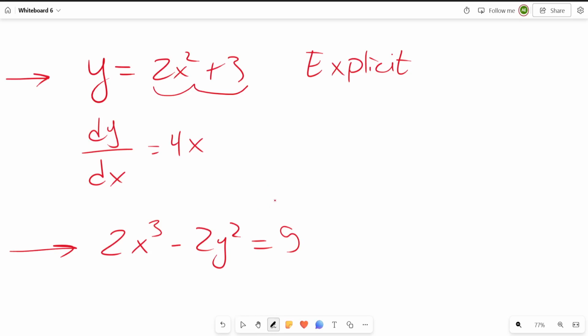It's no longer the subject. Some of these you can rearrange to make y the subject and then solve explicitly, but with others we have super difficult equations where you cannot find y to be the subject and solve explicitly. So we must find a way to solve this implicitly.